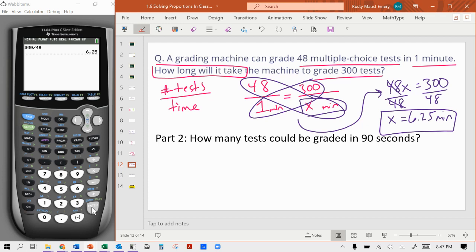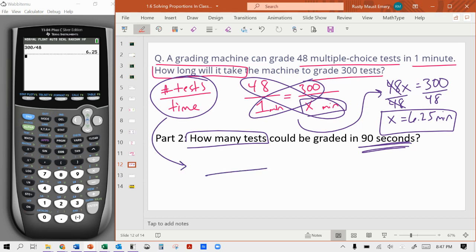Now, part two, though, how many tests, right? So how many tests could be graded in 90 seconds? So if you stop and think to yourself for a moment, what's different about this information than what we were given originally? And if you notice, we're given time in seconds. So let's think about that. In the original setup, we're going to use the same word fraction, tests over time. In this case, how many tests, we don't know.